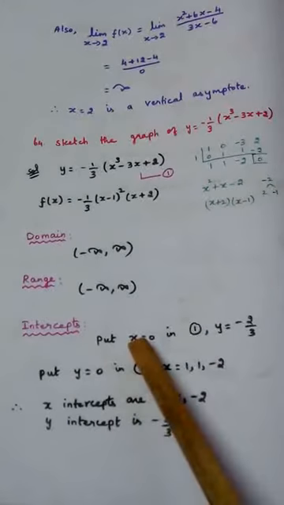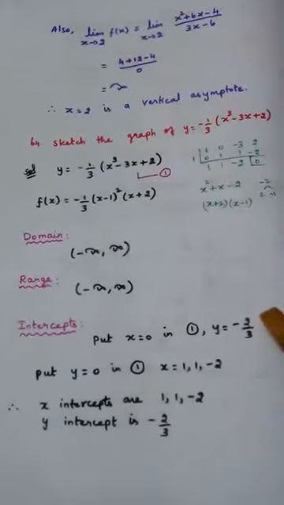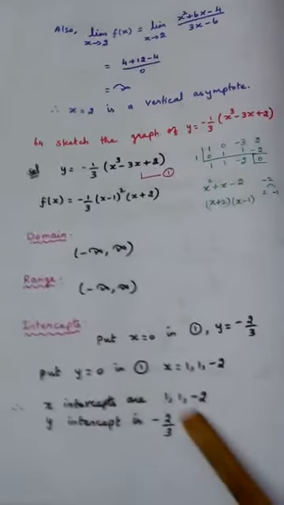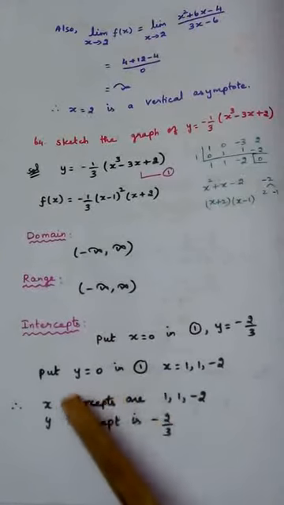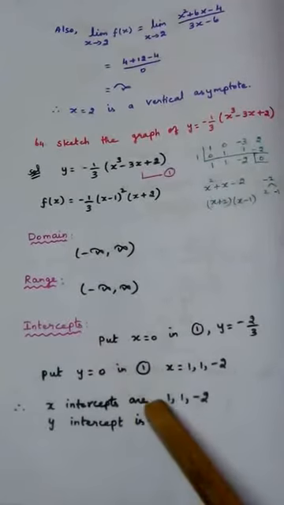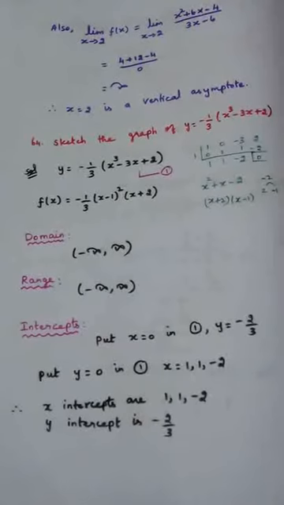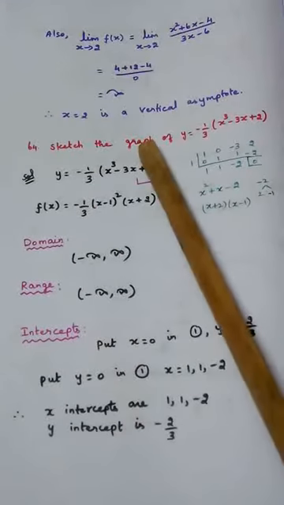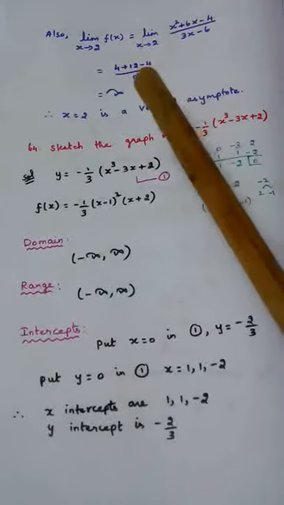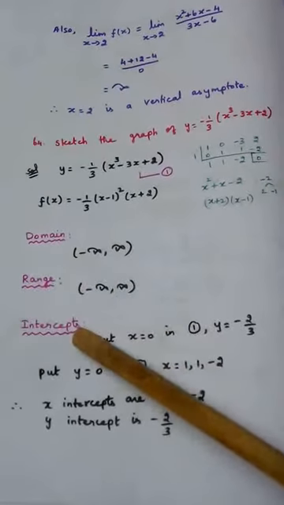So putting x equal to 0 means we are finding the y intercept. The y intercept value is minus 2 by 3. Putting y equal to 0 means we are finding the x intercept. So the x intercepts are these three numbers: 1, 1, minus 2. So try to understand what we are trying to do. We are sketching the graph. Sketching the graph means we should draw the graph. Before drawing the graph, we should explain these things: domain, range, intercepts.